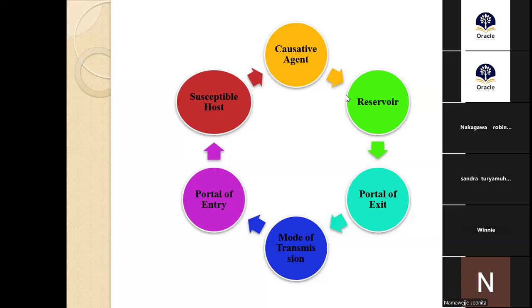Then you have a reservoir. A reservoir could actually be a host, an individual, or it could be a contaminated instrument, or any other thing. Then this organism, this causative agent, bacteria, fungi, or whatever, must enter into the susceptible host. So there must be a port of entry.